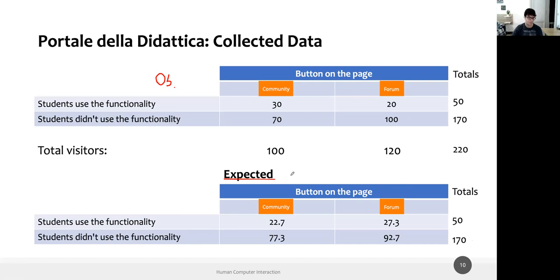If the null hypothesis is accepted, so if there is no difference in behavior, we should have had 22.7 students that clicked on community and 27.3 students that clicked on forum. While here we should have had 77.3 students that didn't use the functionality and 92.7 students on the other side didn't use the functionality. These are the values if the null hypothesis is true, so if there is no difference between the community link and forum link. And these are our data. I want to understand if our data is significantly different from this, essentially, and possibly in favor of the button.